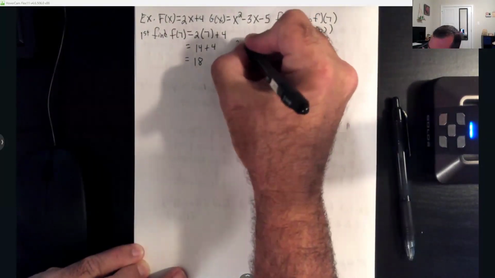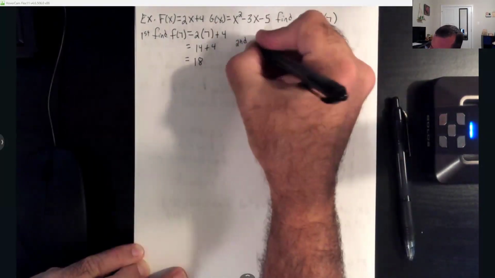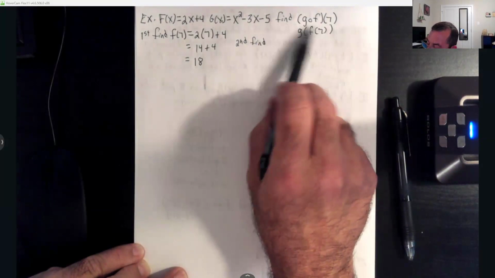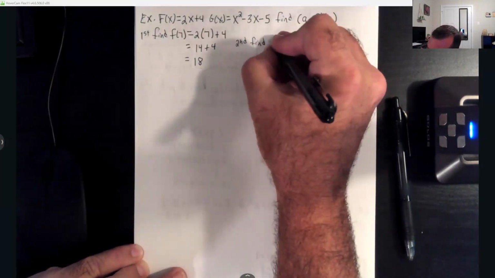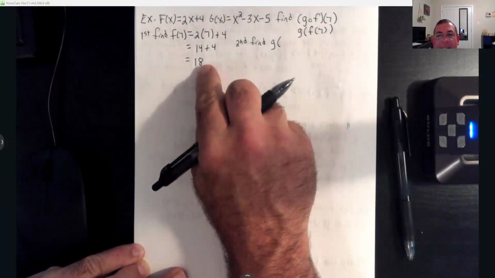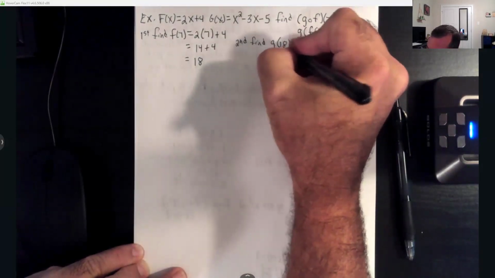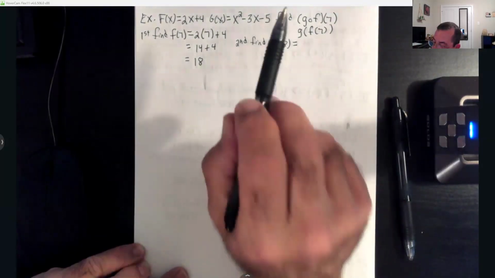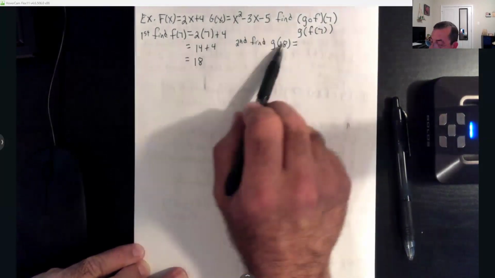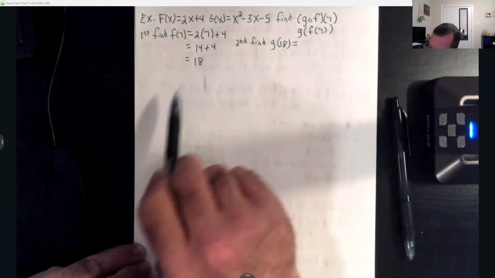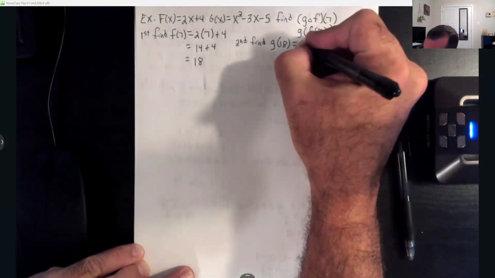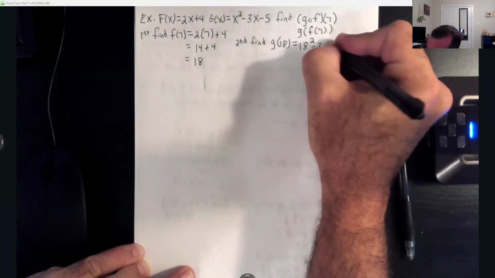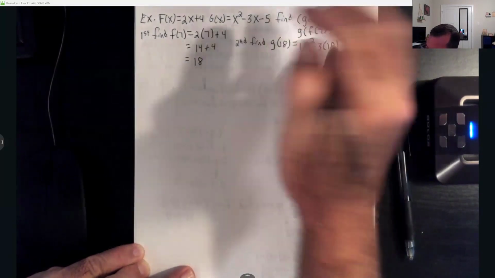So remember, our second step is to find, well, we found f, so that's going to go into the g now. So we're going to find g of this 18. Okay? So it's a two-step process. Find the first value, and then that value goes in the second equation. And ooh, y'all look at that. I got 18 squared minus 3 times 18, and then minus 5.